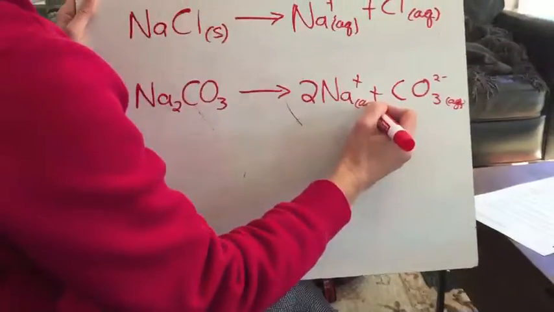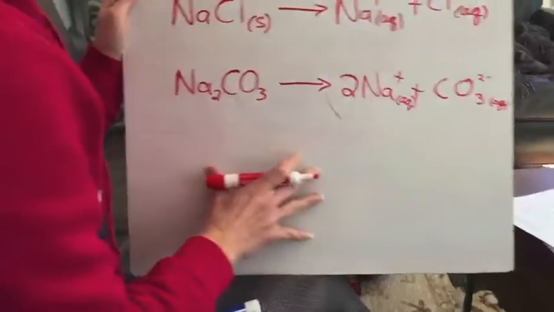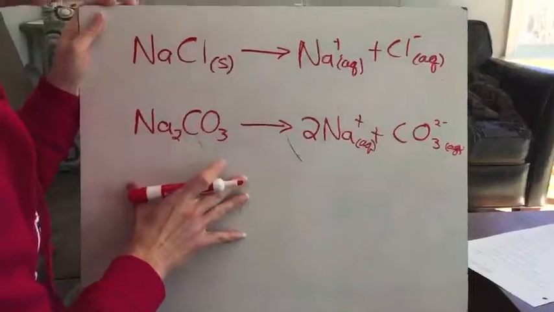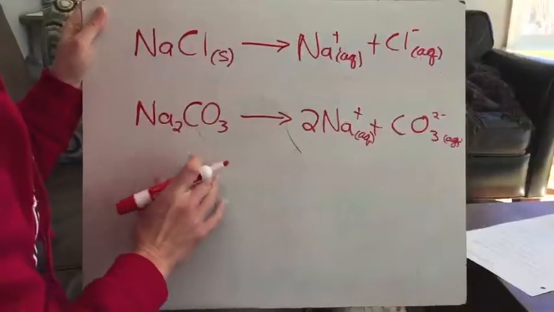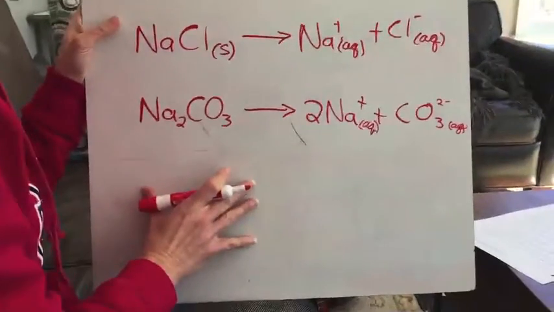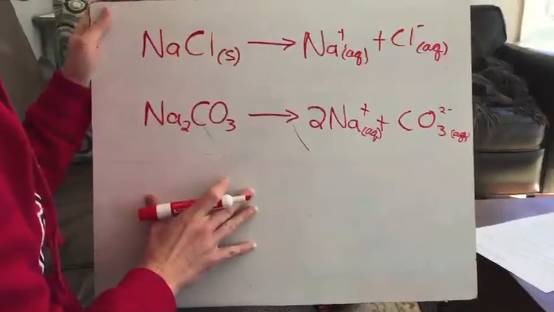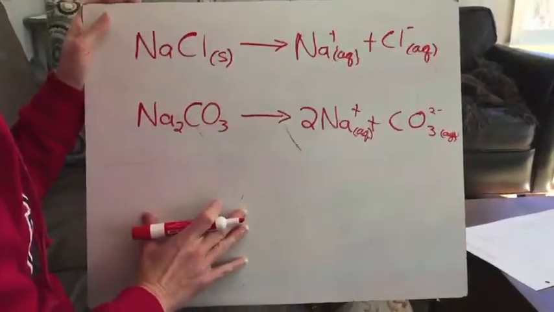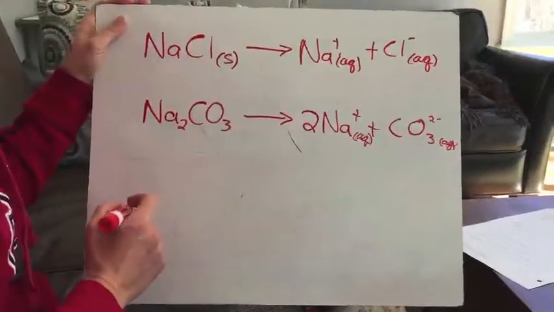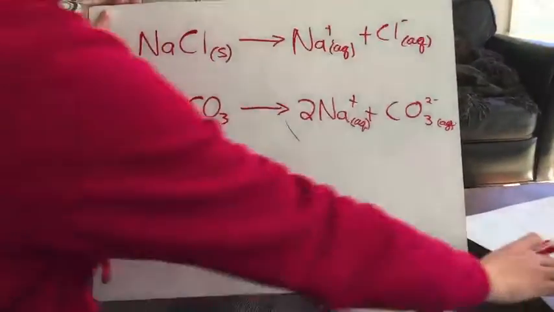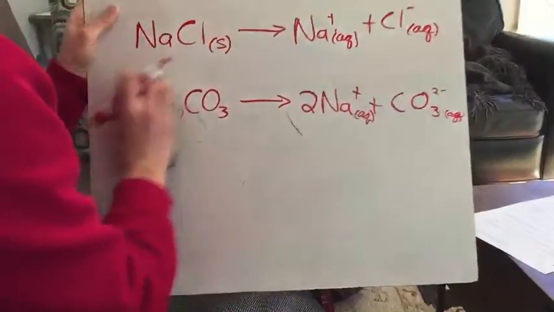Okay. So this is kind of the foundation for net ionic equations, is understanding that when we put ionic compounds in water, they dissociate. So the net ionic equation part of it is trying to figure out what happens when we combine 2 ionic compounds that are dissolved in solution. So first let's talk about how, in general, this kind of reaction works.